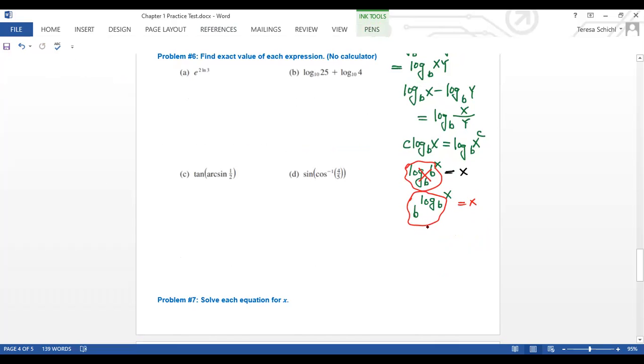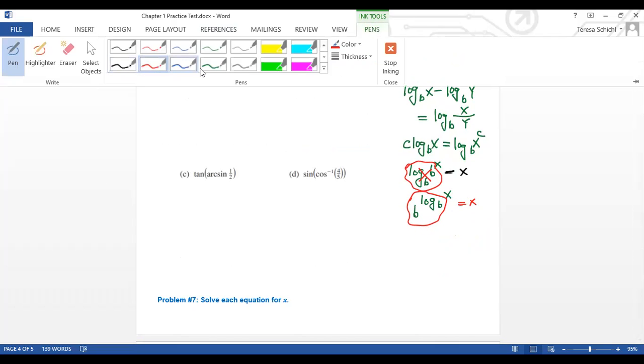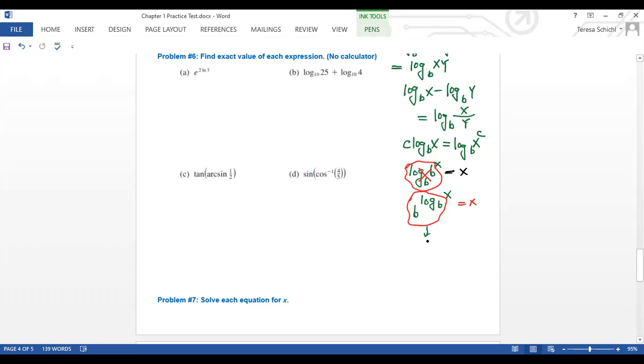The special thing here is, if b is equal to e, then we can simplify: e to the natural log of x, e and the natural log cancel, this will be equal to x, right? So we need to use those properties here. And I assume you should be very familiar with those properties. That's what you learn in pre-calc.